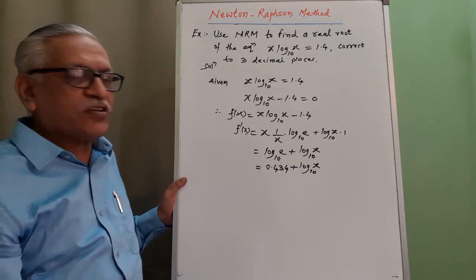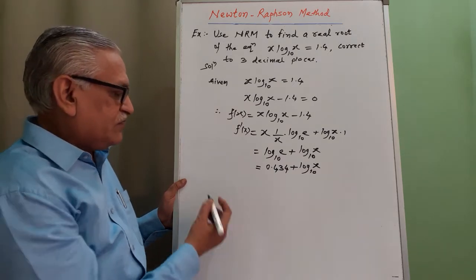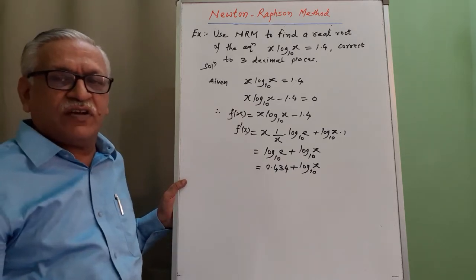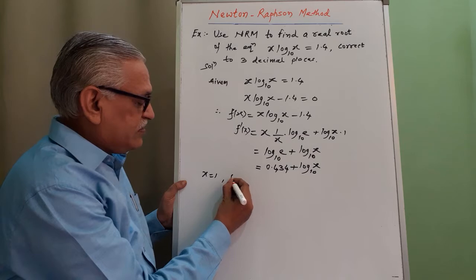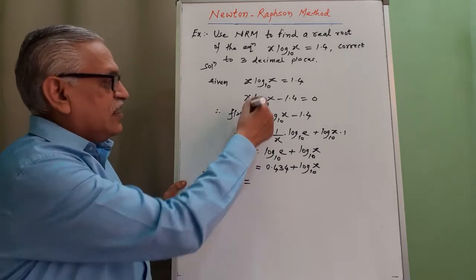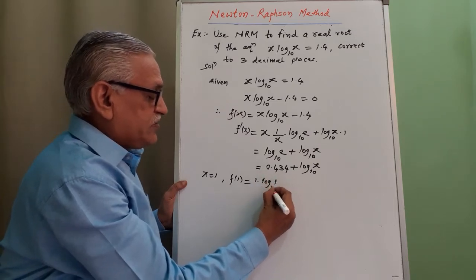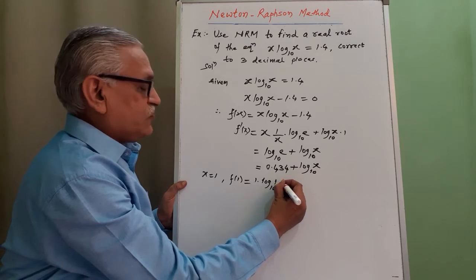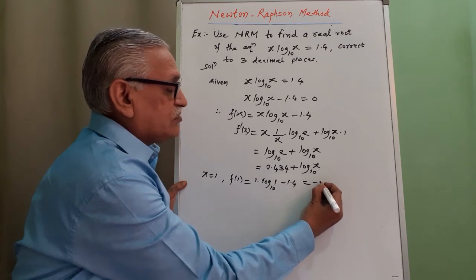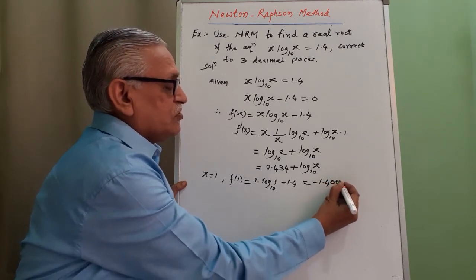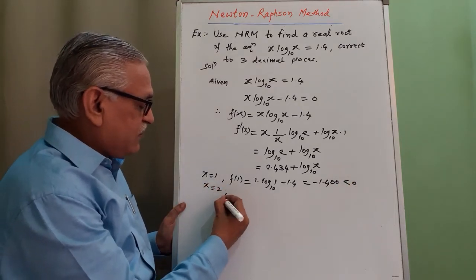As it is a log term, we are not considering the value of x as 0, as log 0 is minus infinity. Therefore, starting with x equals 1, we get f of 1 as 1 times log 1 to the base 10 minus 1.4, which by calculator is minus 1.400, a negative value.